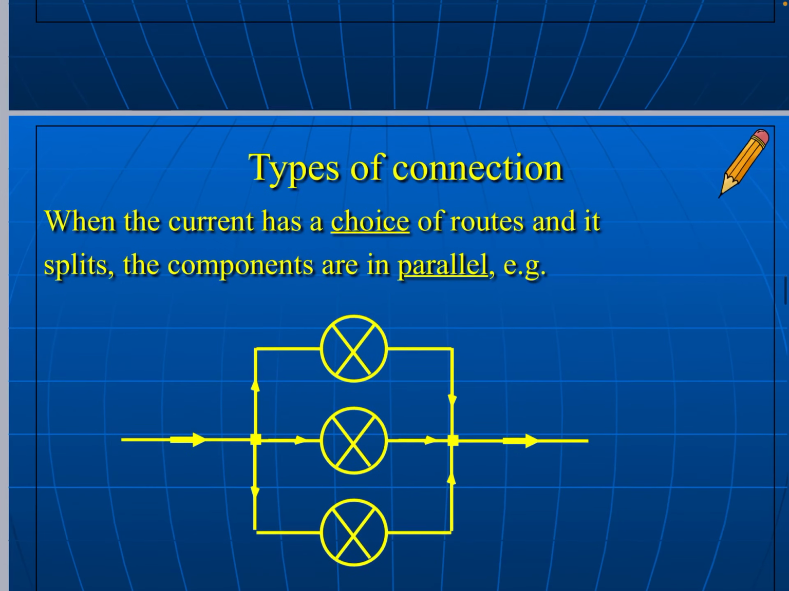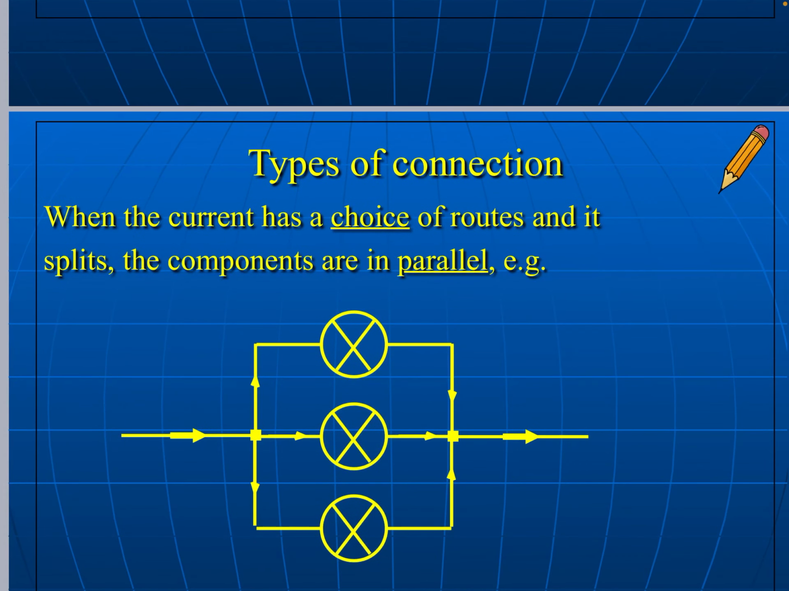If you've got more than one choice about where to go, so if you look at the arrows on that, you'll see that coming from the left, the current would be flowing in through that wire. When it gets to that junction, it's got a choice. It can go through the top lamp, the middle lamp, or the bottom lamp. And it'll go through there, and then they'll join back up again. So that would be a parallel circuit.